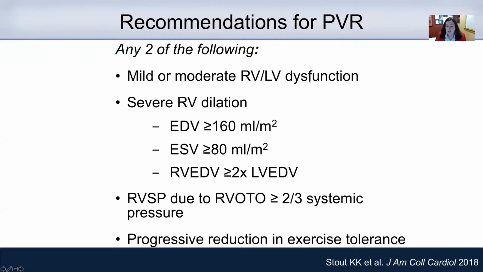Mild or moderate ventricular dysfunction, severe right ventricular dilation, and now the guidelines have given us values generated from prior MRI studies showing thresholds where we would consider a pulmonary valve replacement. These are currently an end diastolic indexed volume of at least 160, an end systolic volume of greater than 80 milliliters per meter squared, or a right ventricle that is at least 2 times the size of the left ventricle with regard to diastolic volume. Other criteria for consideration of PVR would include elevated right ventricular pressure or a progressive reduction in exercise tolerance.